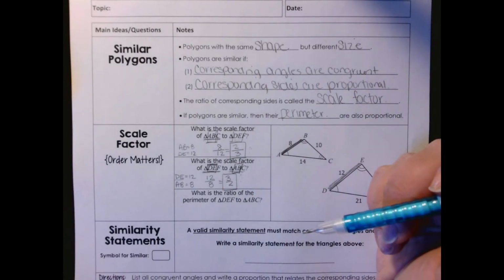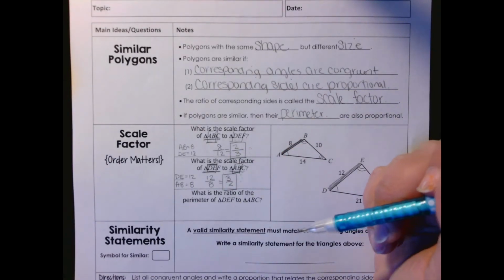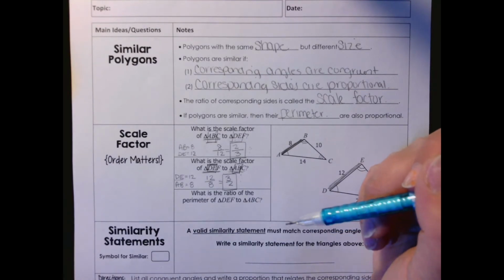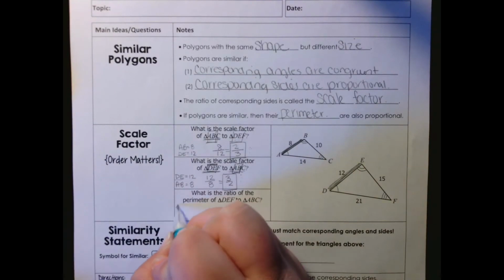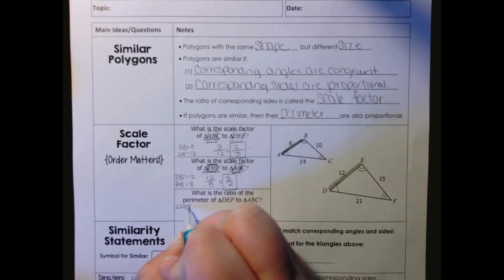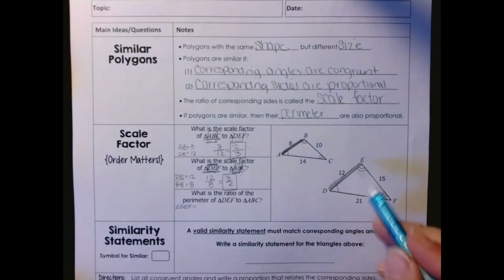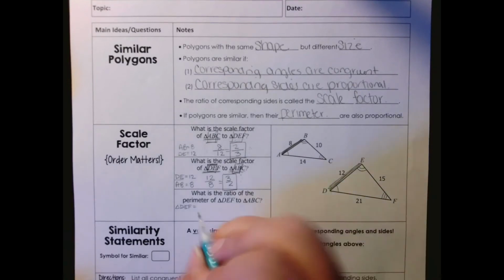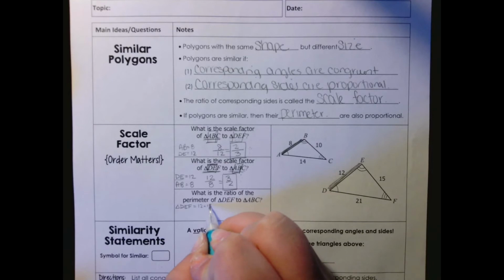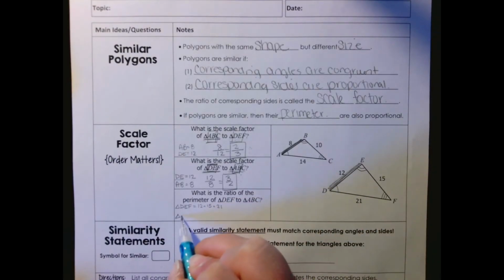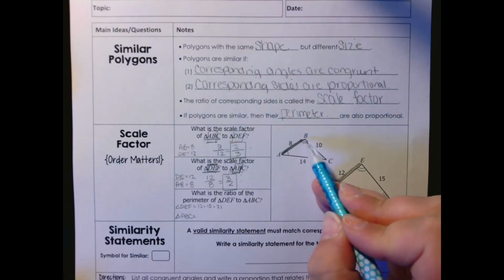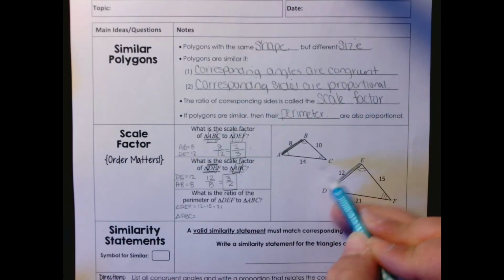And then lastly, we're going to look at the ratio of the perimeter of triangle DEF to triangle ABC. So for triangle DEF, our perimeter is going to be 12 plus 15 plus 21. And then for triangle ABC, it's going to be 8 plus 10 plus 14.